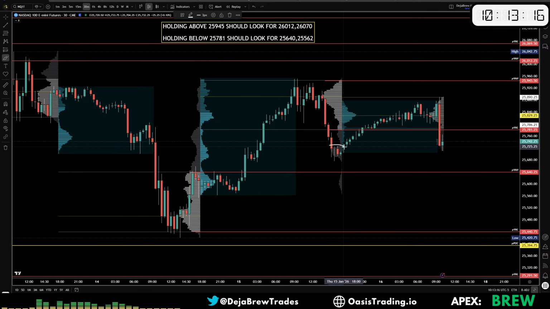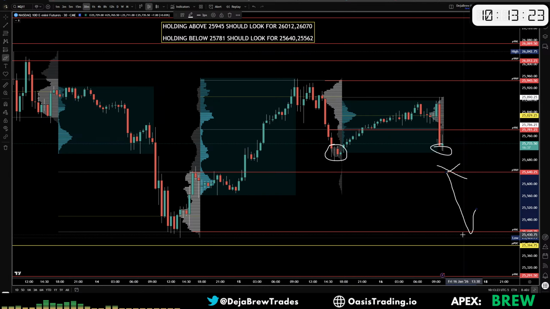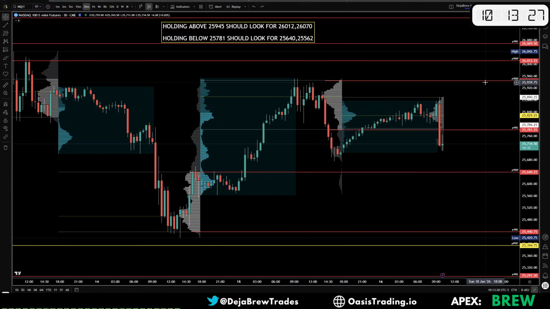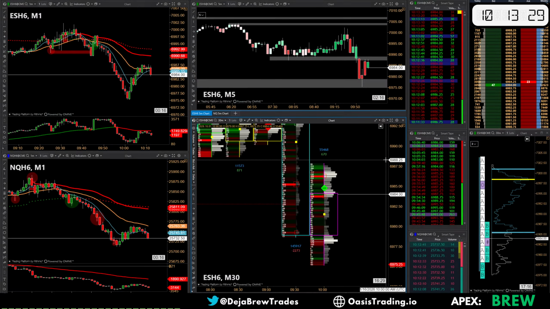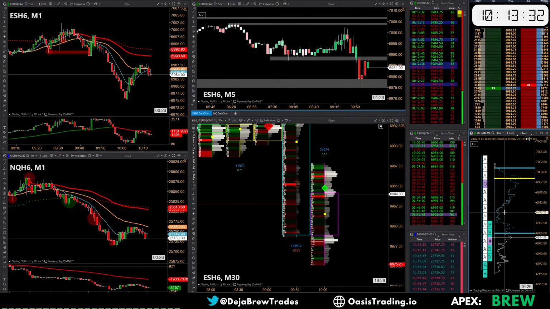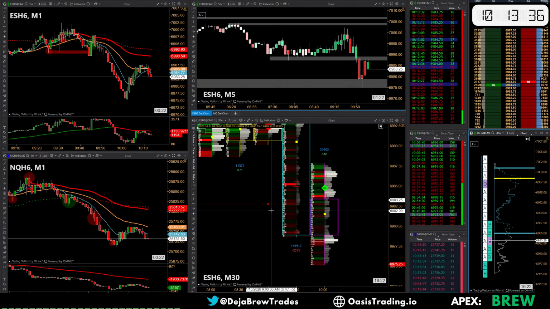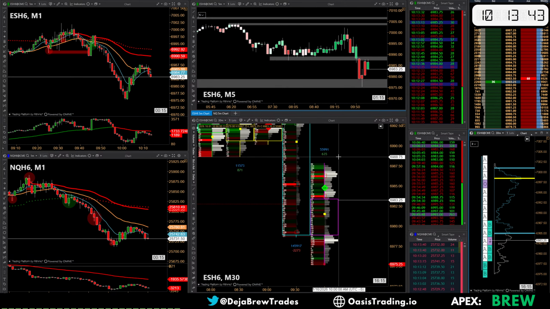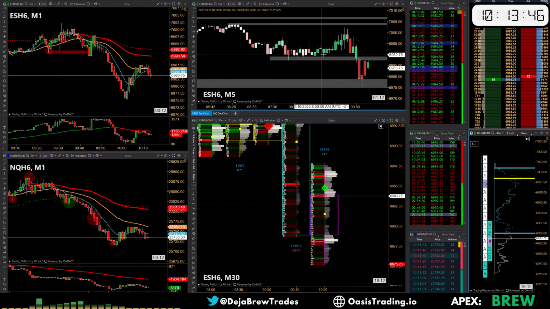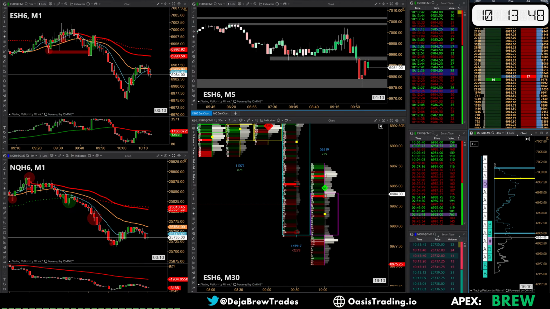Same thing on NQ. You have the low of yesterday that's kind of acting like a support. And then once you lose 640, it gets pretty weak. Backtesting the low of the range here, not liking that too much.